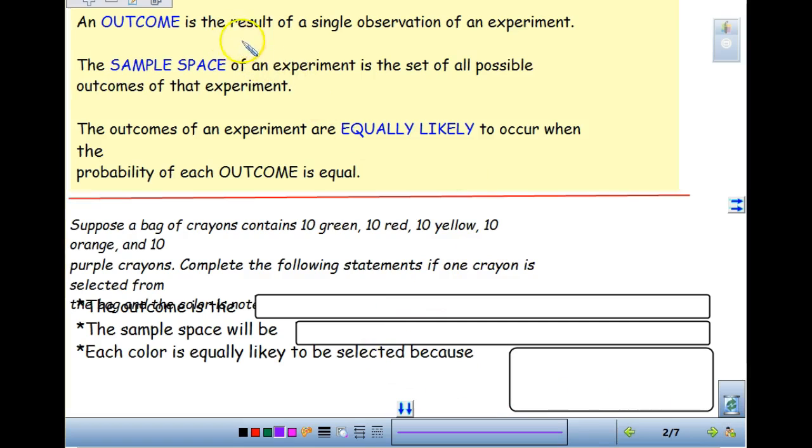So an outcome is the result of a single observation of an experiment. When we're talking about one thing happening, we're talking about heads when we flip a coin. That outcome, we have one outcome, heads or tails, on a coin. So two outcomes on our coin.